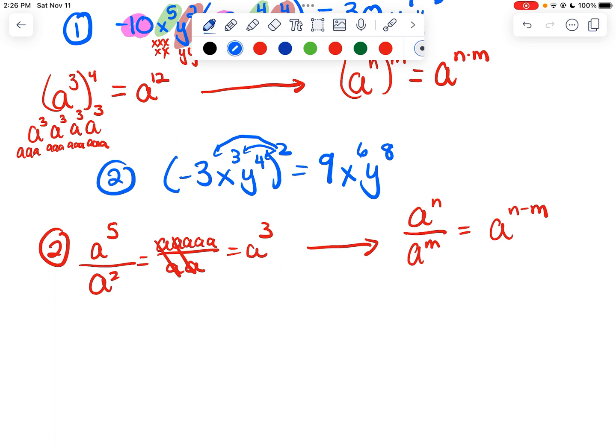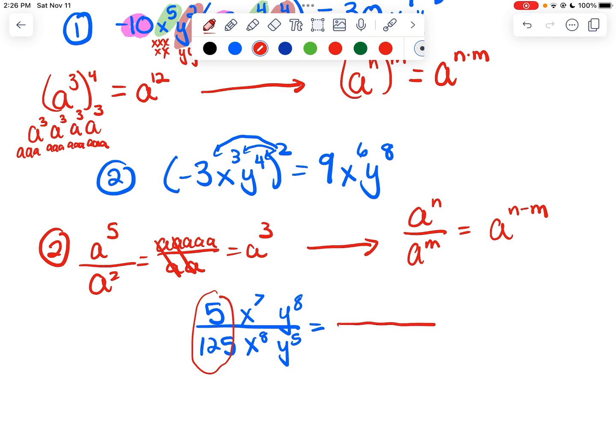Let's take a look at a more complicated problem. Let's say we had 5 over 125, x to the 7th over x to the 8th, y to the 8th over y to the 5th. Again, we can first simplify this first part here: 5 and 125. What does that simplify down to? Well, they're both divisible by 5, so this would be 1 over, well, what is 125 divided by 5? That's 25. So 1 over 25.